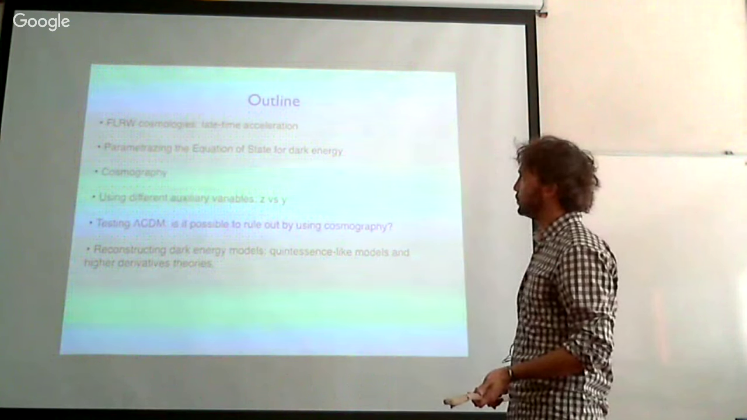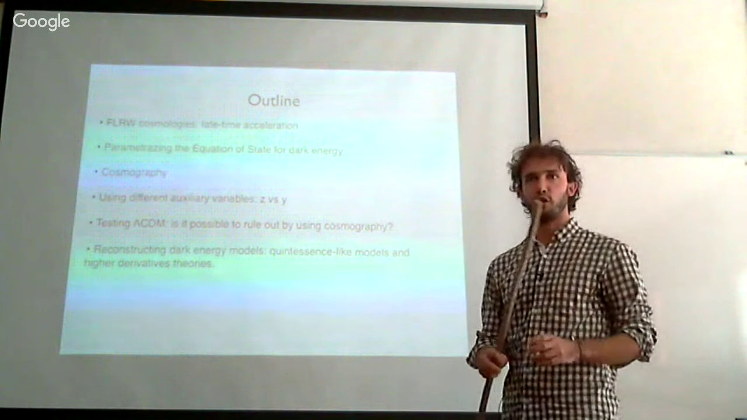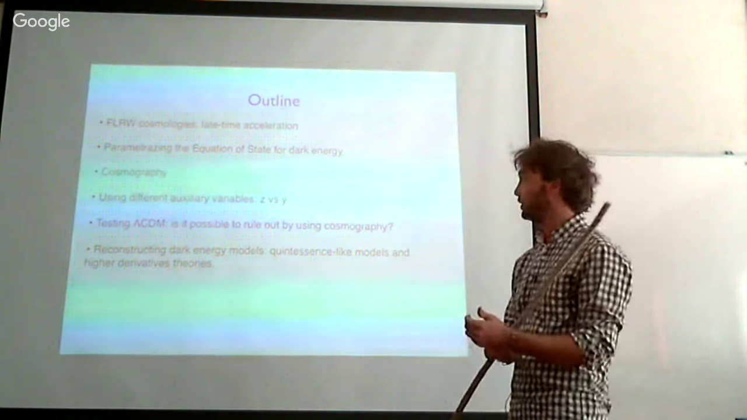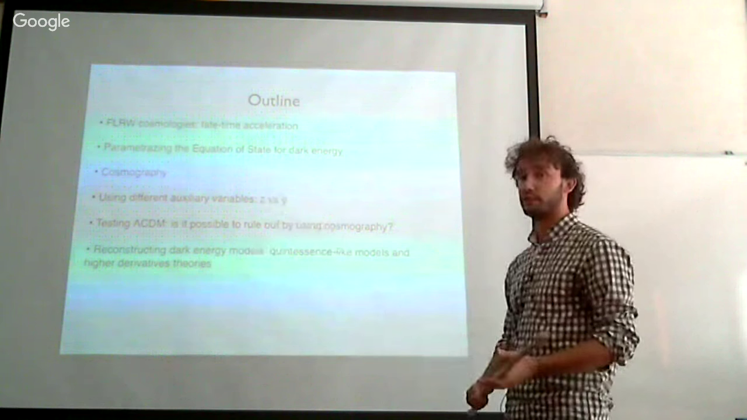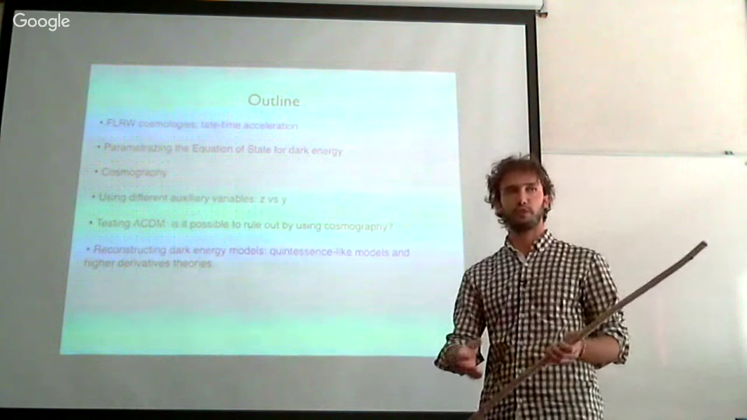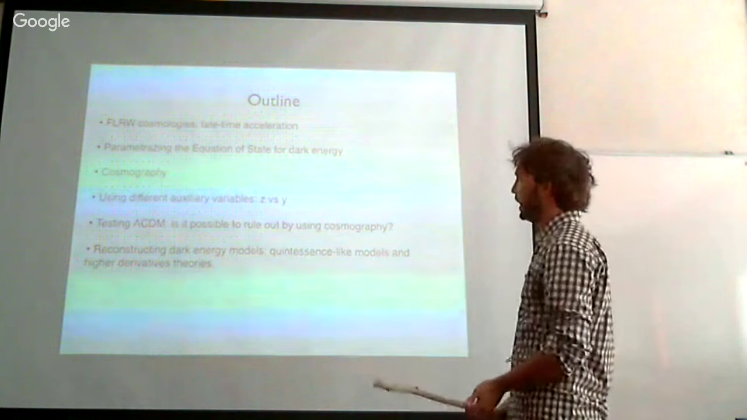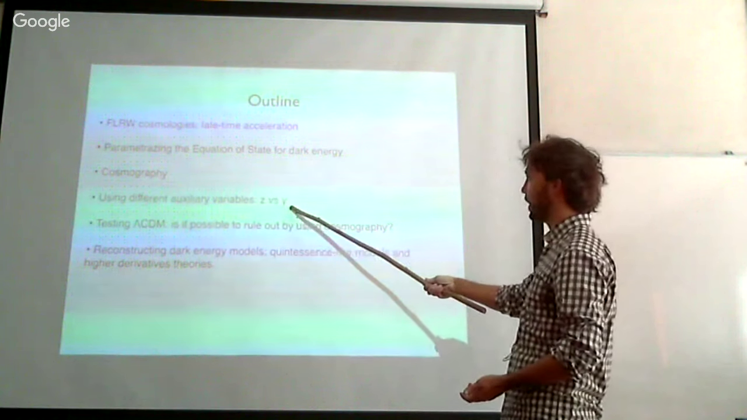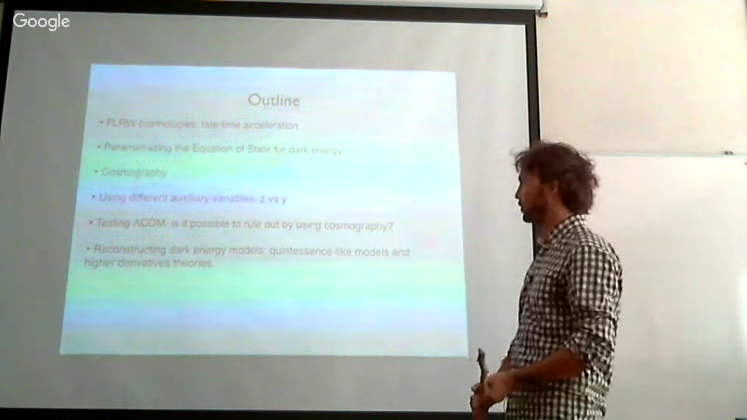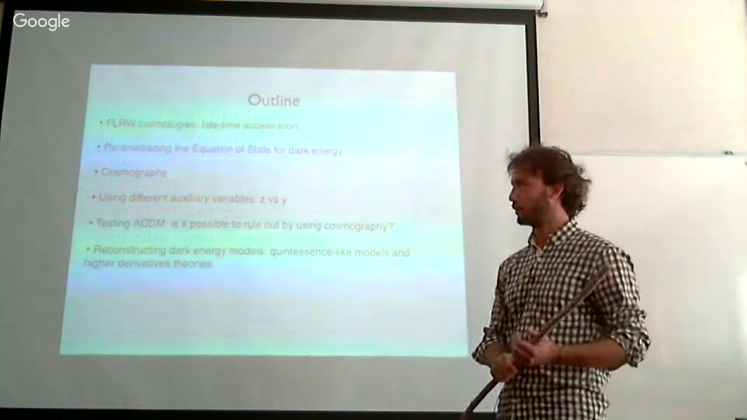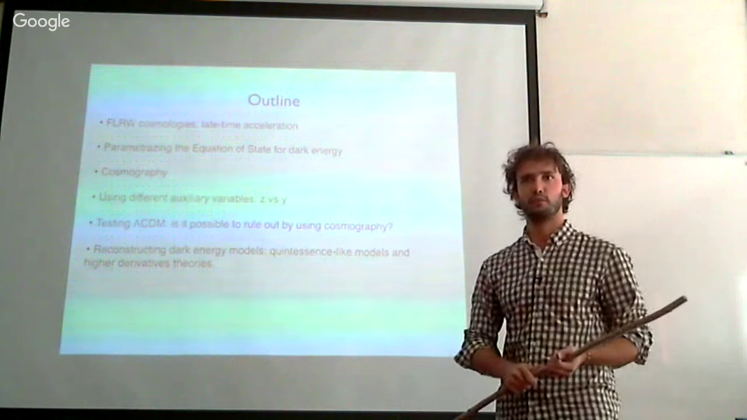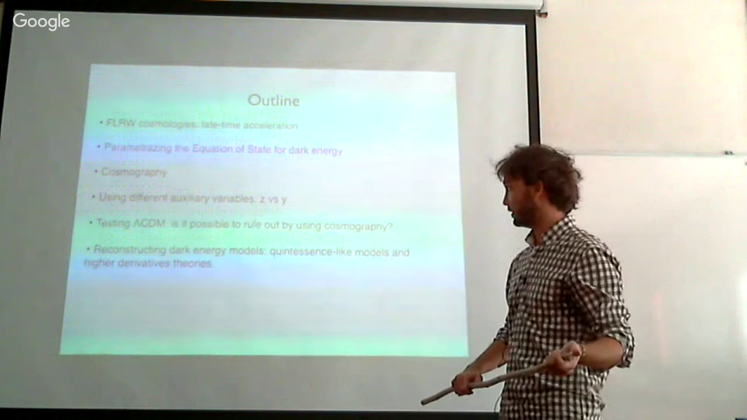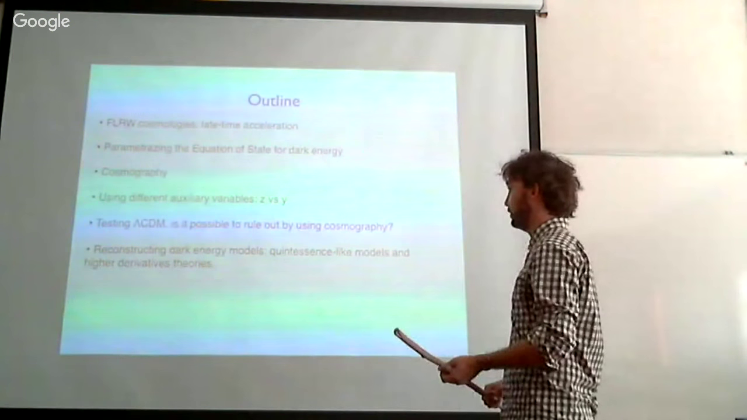And then I'm going to move to one of these phenomenological ways of modeling the late time acceleration, the so-called cosmography, that is just an expansion of the Hubble parameter, and using an auxiliary variable, the redshift z or y, as we will see later, you can compare with the data. We are going to see that this has some shortcomings. In particular, you will see that the redshift y doesn't work very well.